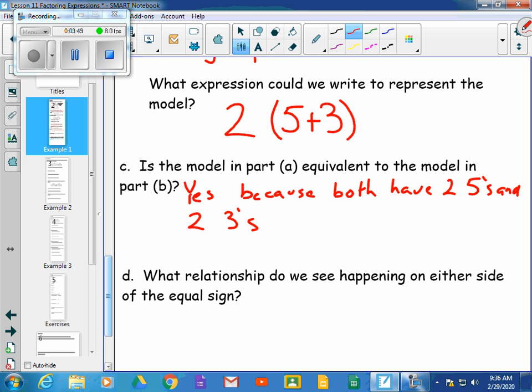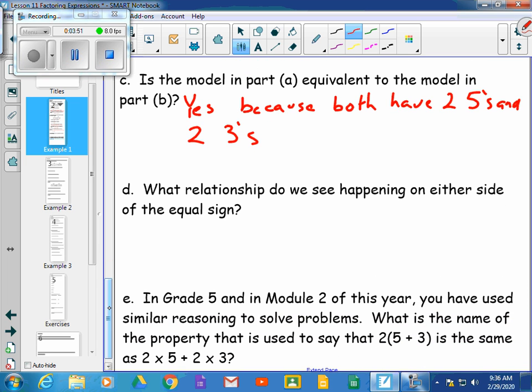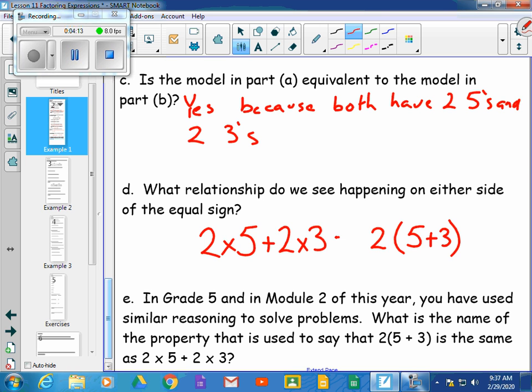The next question, what relationship do we see happening on either side of the equal sign? Well, if we think about it, that first expression that we wrote for the first model was 2 times 5 plus 2 times 3. And the second model we wrote was 2 times the sum of 5 plus 3. And we said that they're equal to one another. So we're going to say that is the relationship. Those 2 expressions are equal to one another.